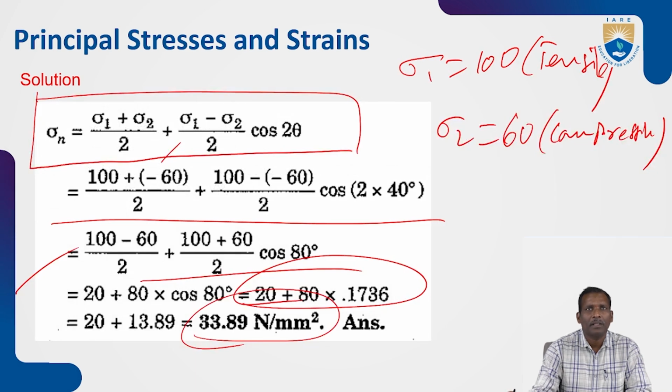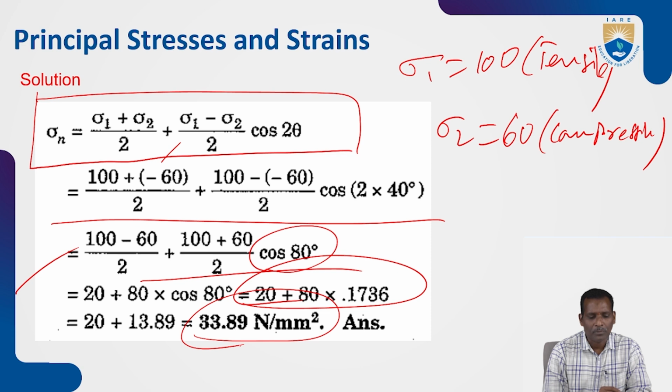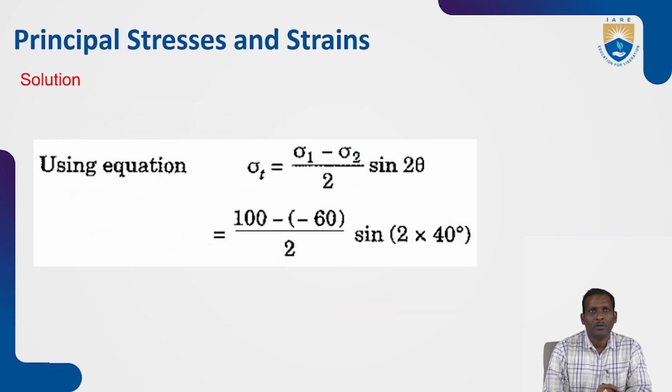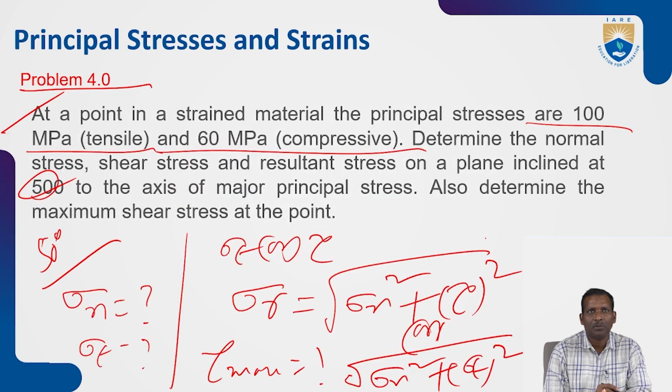Now already you have substituted the given values in this equation. So you got the cos 80 value, calculate and then substitute in this, we will get 33.89 Newton per mm square. Sigma t also calculate. Now, the shear stress is completed and the maximum shear stress is also completed. The resultant stress he has also asked.